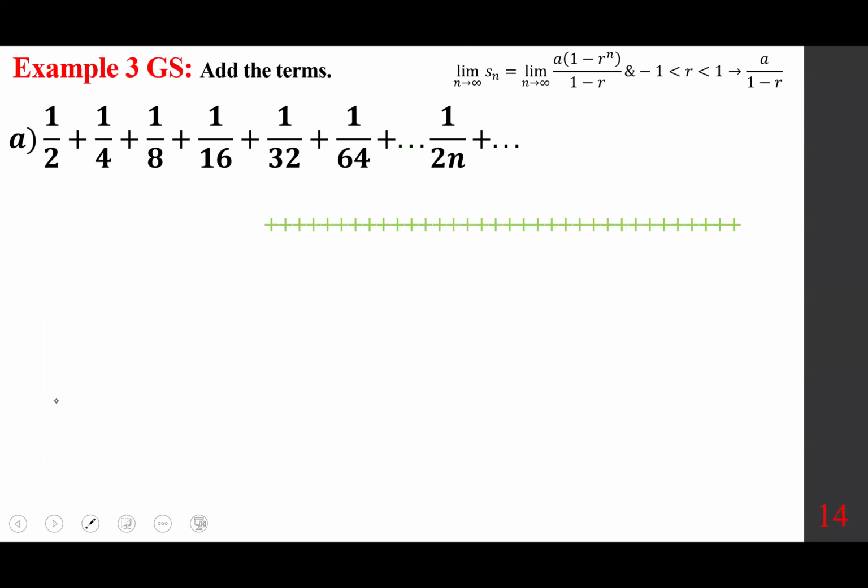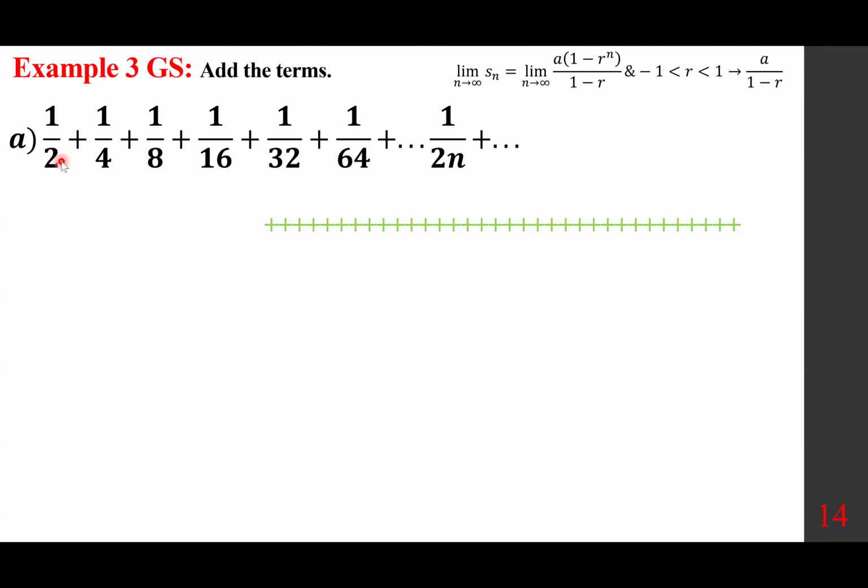Let's put this to good use. We want to add the terms 1/2, 1/4, all the way to infinity. And the very first thing we notice is that this is a geometric sequence.